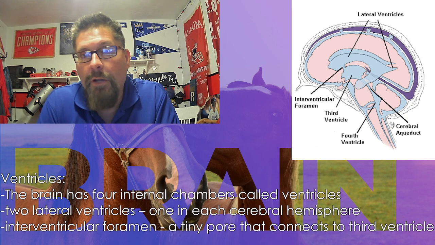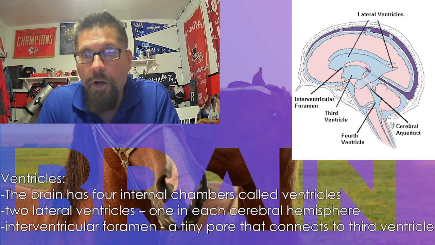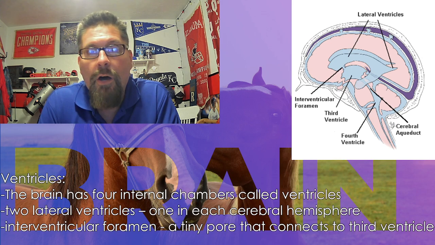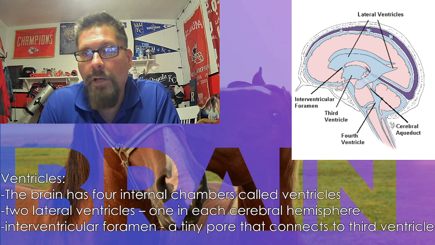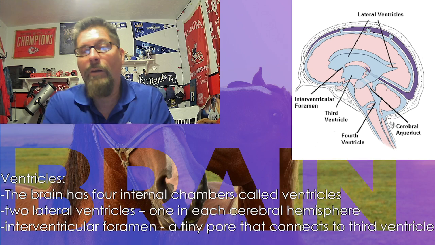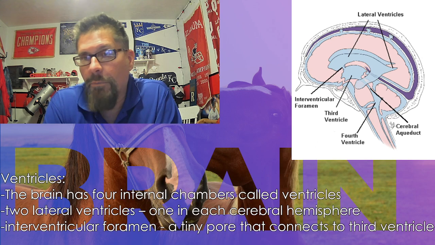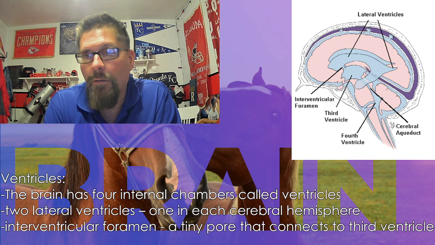So we're going to talk about the four main areas that are part of the production of the cerebral spinal fluid and kind of the housing of it. So we'll start with, as you can see, the lateral ventricles. There's two of them, one on each side, one in each hemisphere, and you can see them kind of at the top of that blue area pointing to, and then down below there is the third ventricle.